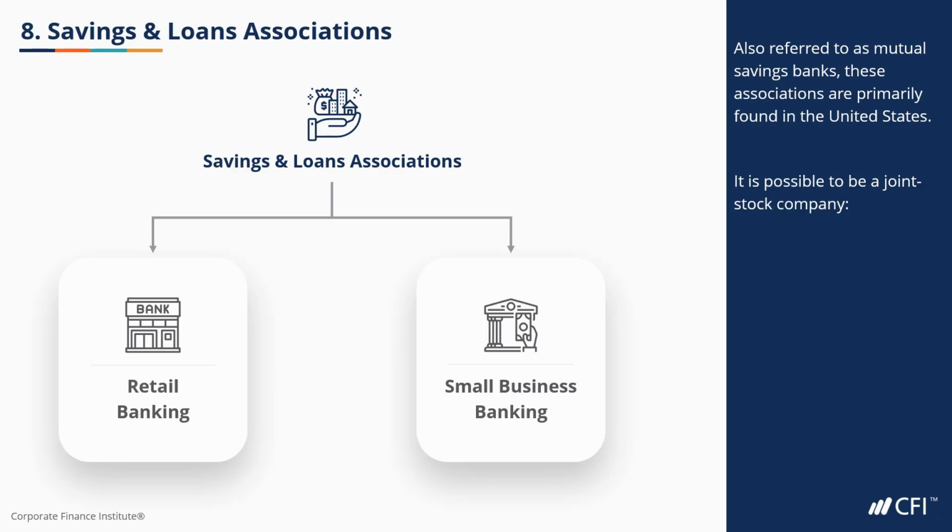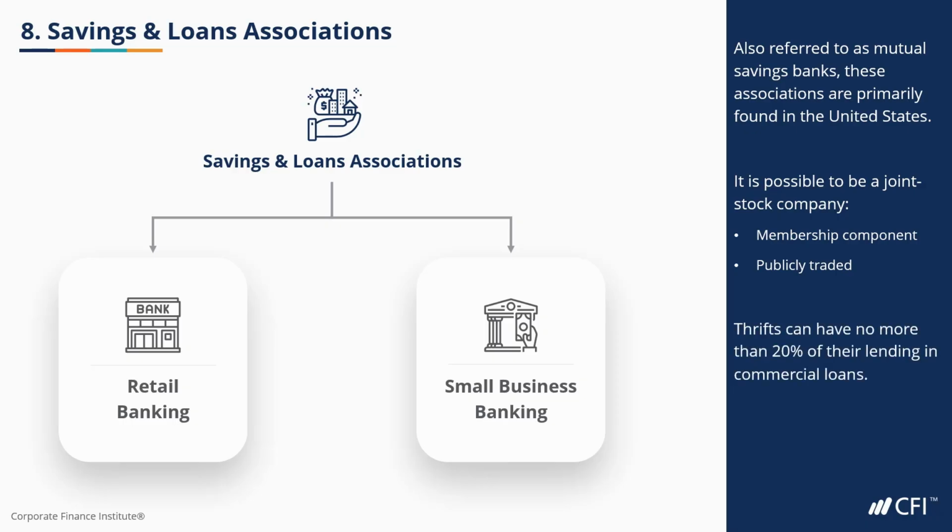This type of company means that there is a membership component where the shareholders split profits and liabilities, and also they can be publicly traded, where the shares can be bought and sold on an exchange with no traditional membership rights. By law, thrifts, which are savings and loan associations, can have no more than 20% of their lending in commercial loans, as they are meant to be in the retail space and primarily to provide mortgages to homeowners.